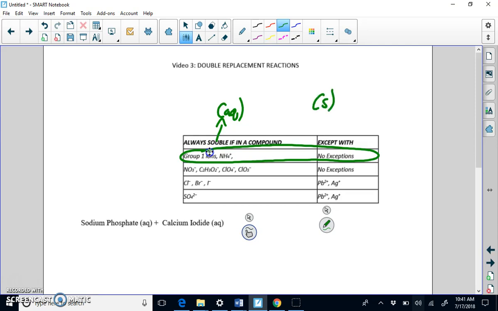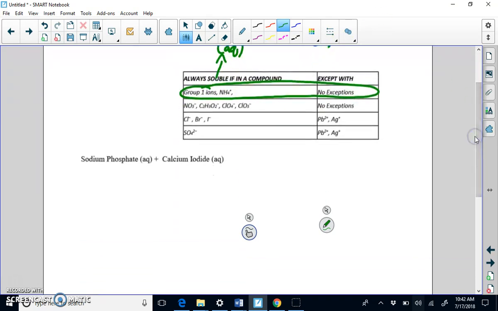Remember, for the reaction to occur, you have to get one compound in the products that is S. This will make more sense while we're doing it. So again, first I have to write the formulas. Na is sodium, and it's +1. And phosphate, which is the polyatomic ion, is PO4 minus 3.